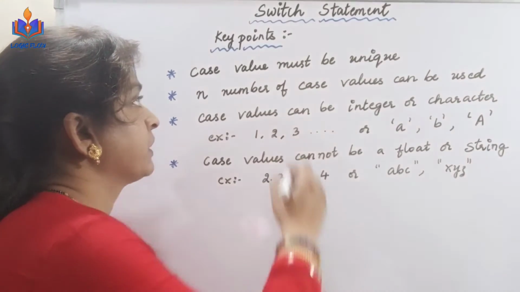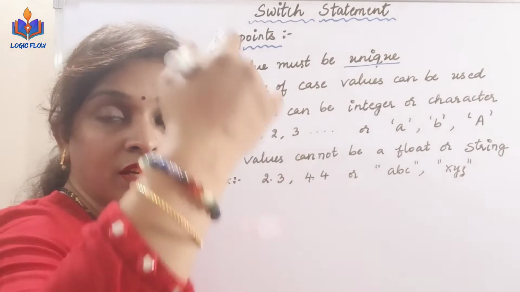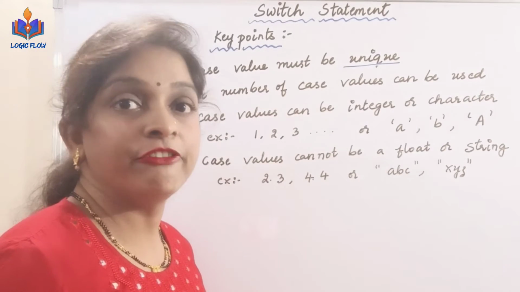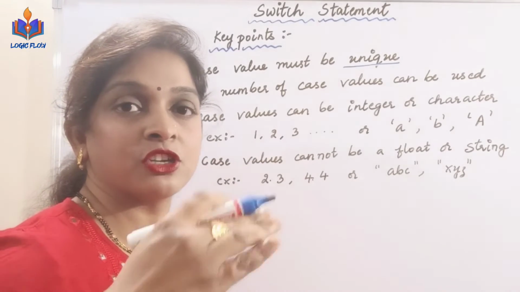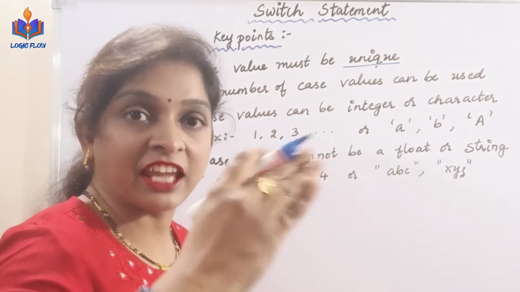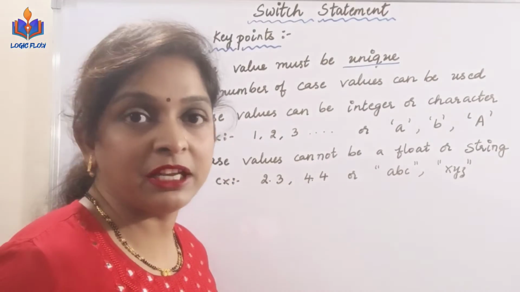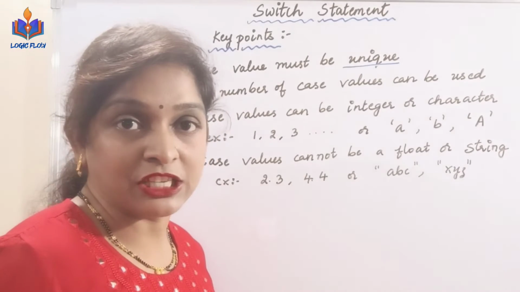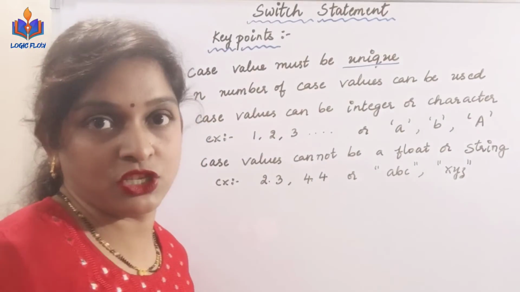The first thing, case values must be unique. The case values that we have in the switch statement must be different. They cannot be the same. So for example, I can have case 1, 2, 3, 4 like that. But case 1, once we have that value, cannot be repeated. Then the compiler will be in an ambiguity about which case it has to execute. So it should be unique. No repetition. It should be different.